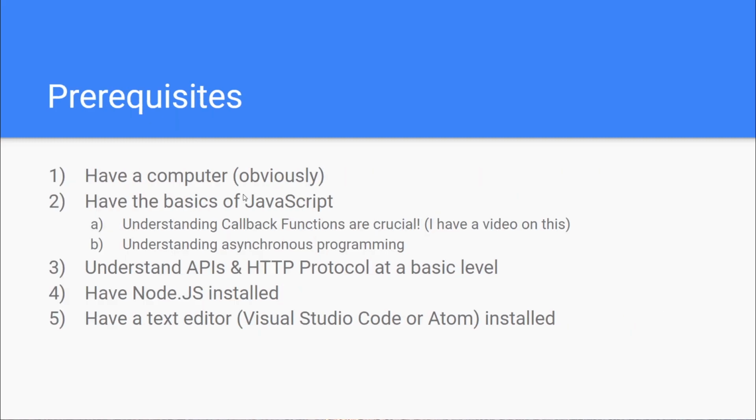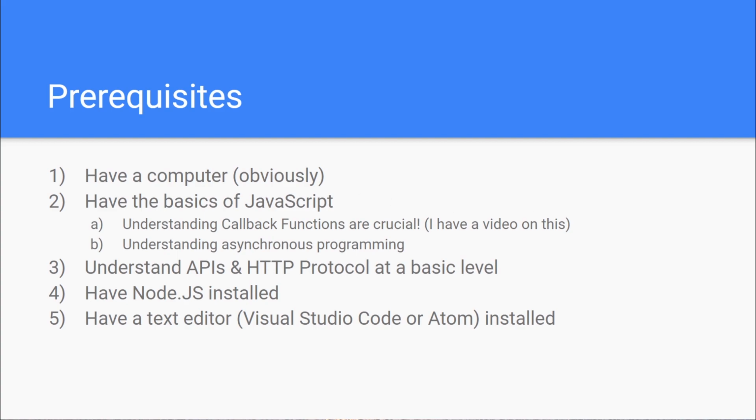All right, so the prerequisites of this course are very, very simple. You just need to obviously have a computer. You need to have the basics of JavaScript. I mean, I'm assuming that you guys, or most of you at least, have an understanding of JavaScript. If you don't know programming in general or don't know JavaScript, feel free to check out my Intro to JavaScript series on my channel. I'll put a link in the description. You need to make sure you understand callback functions. I do have a video on callback functions, which the link will be in the description as well. And you also need to understand APIs and HTTP protocol at a basic level. I have a video, like I said, the previous video that I did on APIs explain these at a simple level.